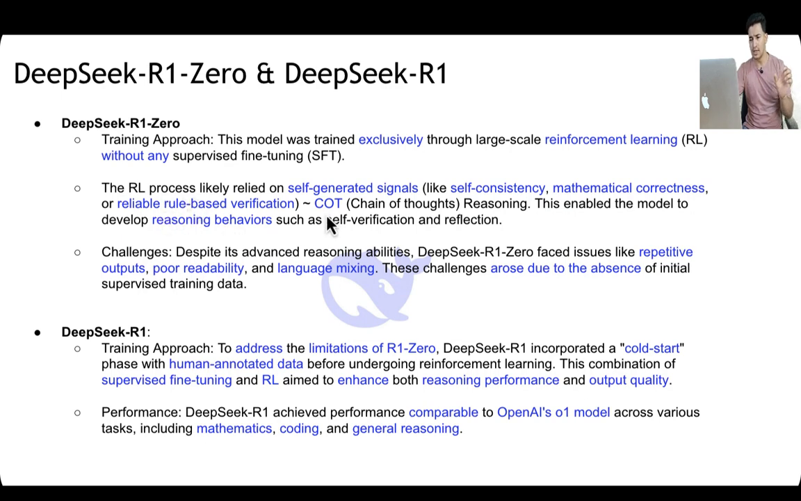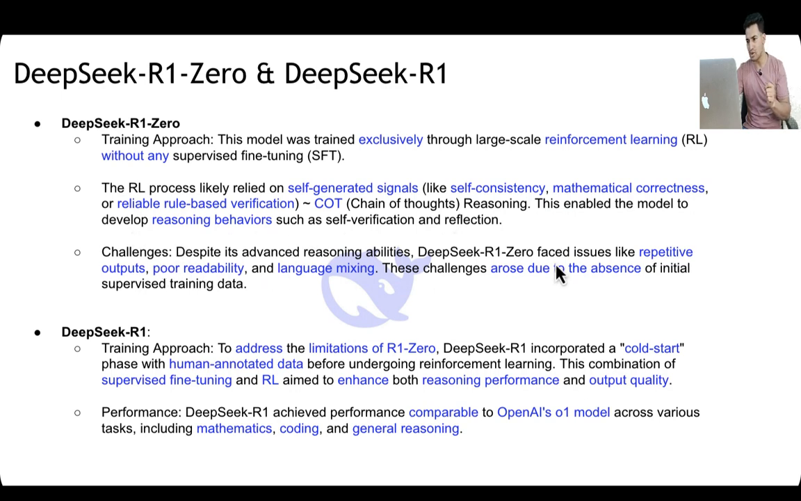And all these have to go through the chain of thought; it should not directly emit an answer, it should have those chains of thought to finally come up with the answer. If it is doing that, then it will get a higher reward, and in this way the parameters will be moved towards better answers which match human preference. And that is what reinforcement learning is. This enabled the model to develop reasoning behaviors such as self-verification and reflection.